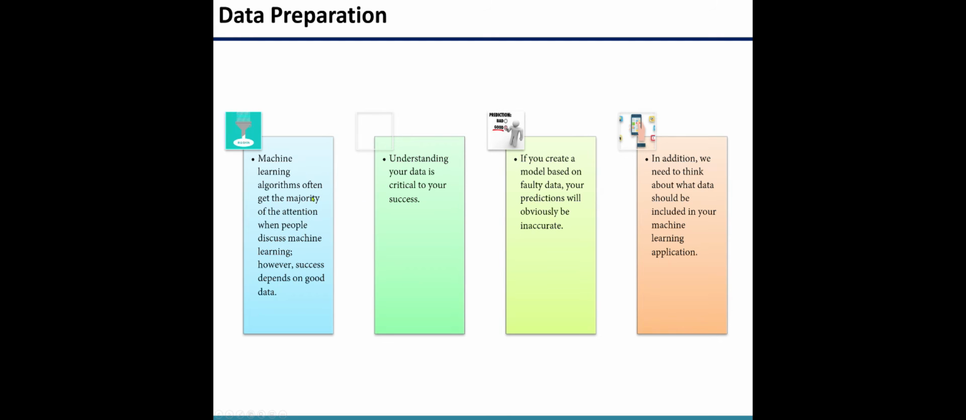Machine learning algorithms often get the majority of the attention when people discuss machine learning. However, success depends on good data. So understanding your data is critical to your success. If you create a model based on faulty data, your predictions will obviously be inaccurate. In addition, we need to think about what data should be included in your machine learning applications.